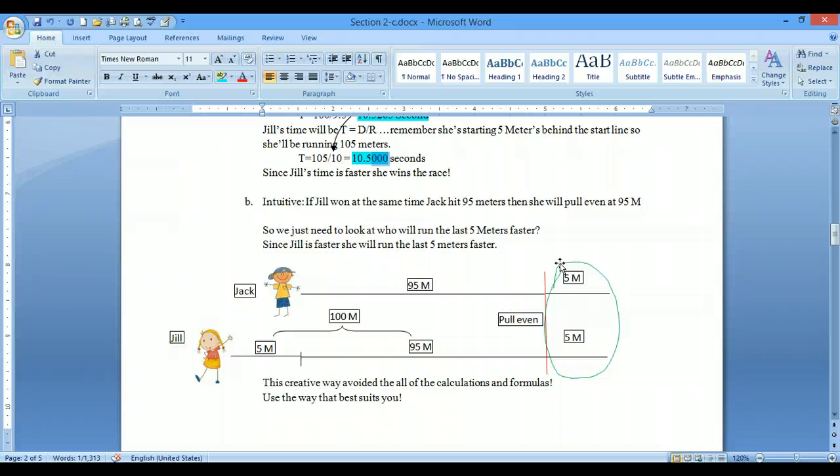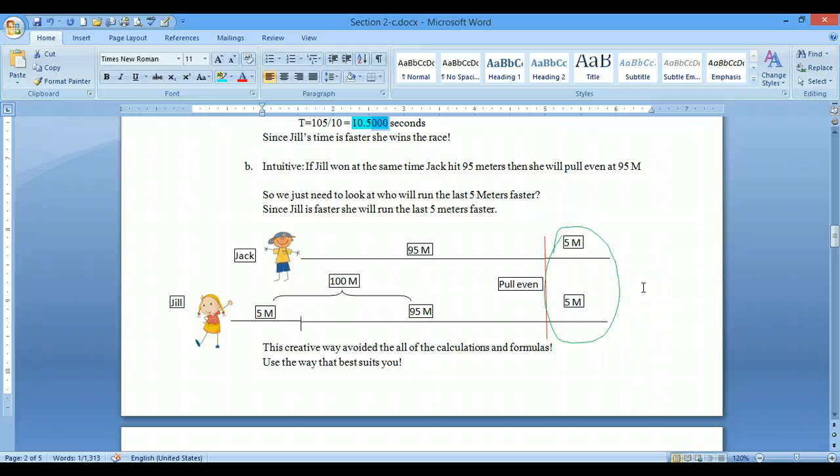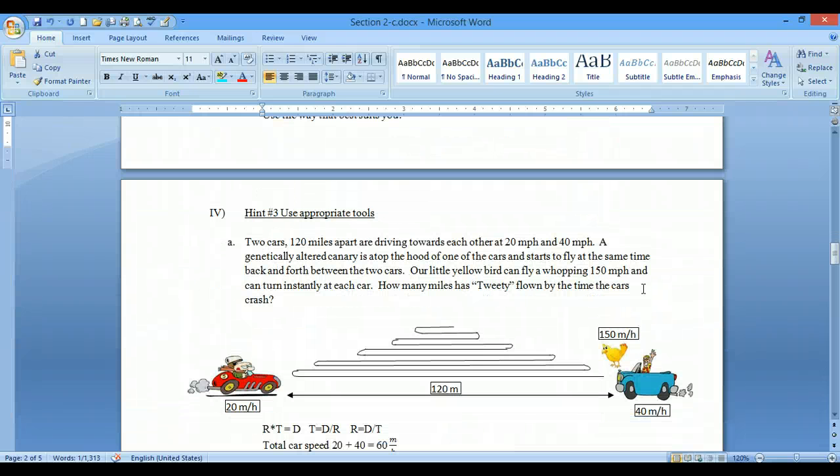That was a lot faster than the first one. Use whatever tool best suits you. You could come up with something else, maybe using Excel to make a diagram. Okay, hint number 3, using appropriate tools.